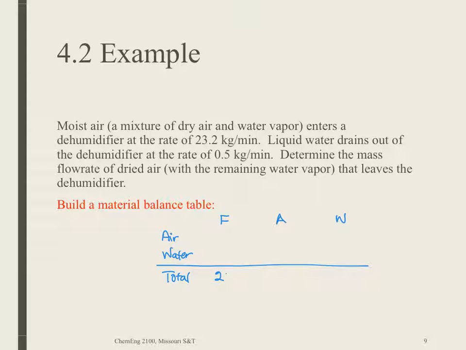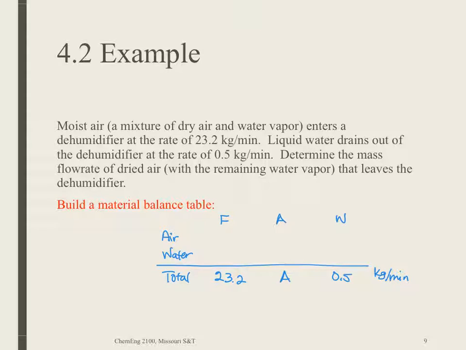Now, the information I have, I want to write into the table here. So this is 23.2. I'm going to make sure that all of these are in kilograms per minute. I'll write that down over here. 0.5 kilograms per minute. Oh, wait. I put that in the wrong spot. Not a problem. 0.5 kilograms per minute here. And I'm trying to solve for this.